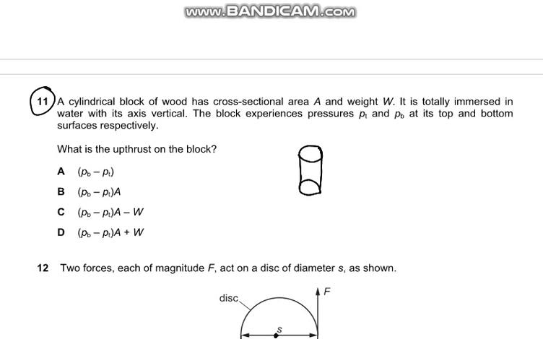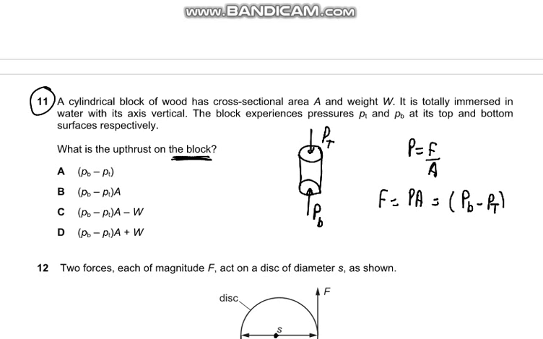So it experiences a force at the top and a force because of this P bottom. So now it asks what is the upthrust on the block. So that would be the difference of the forces. Pressure equals force over area, and force becomes pressure into area. So the difference in pressures is P bottom minus P top multiplied by area. So this makes option B the appropriate answer.